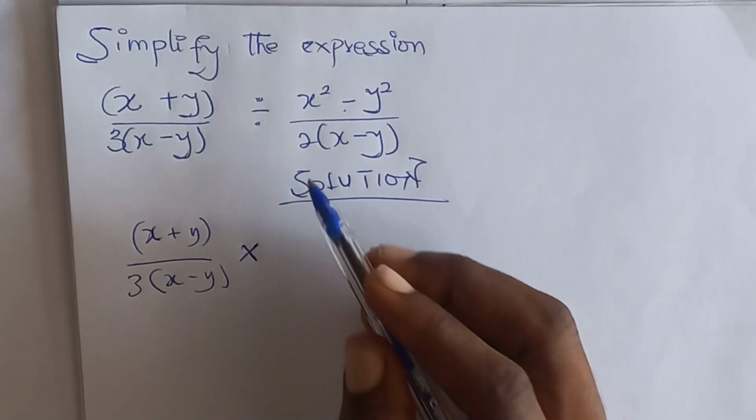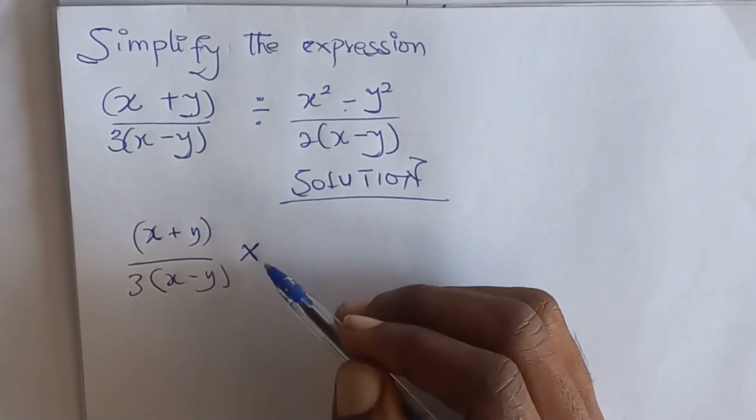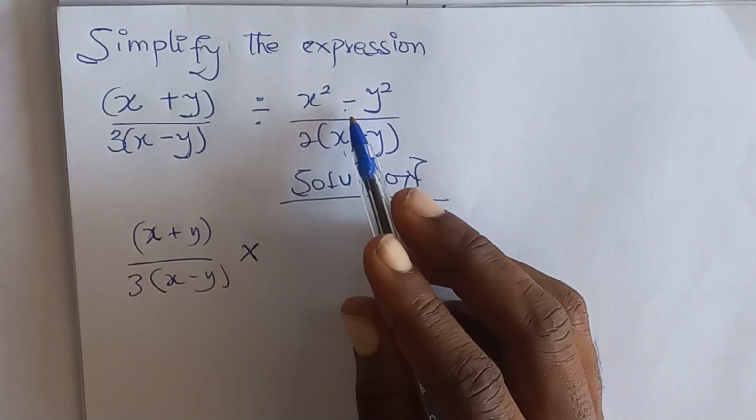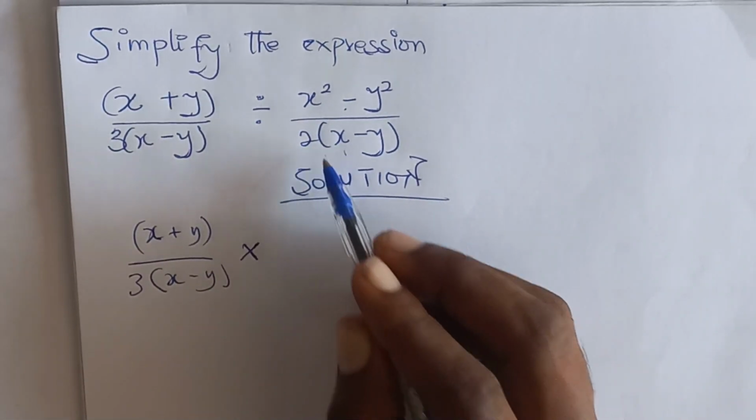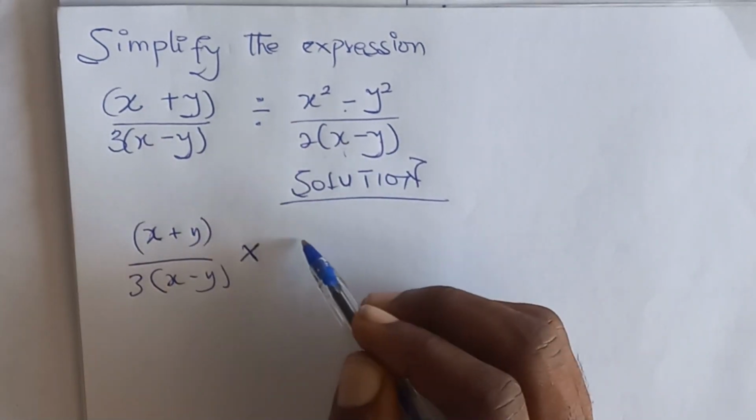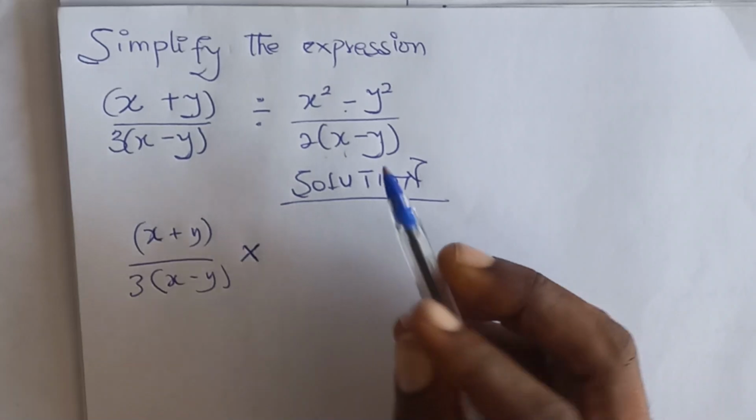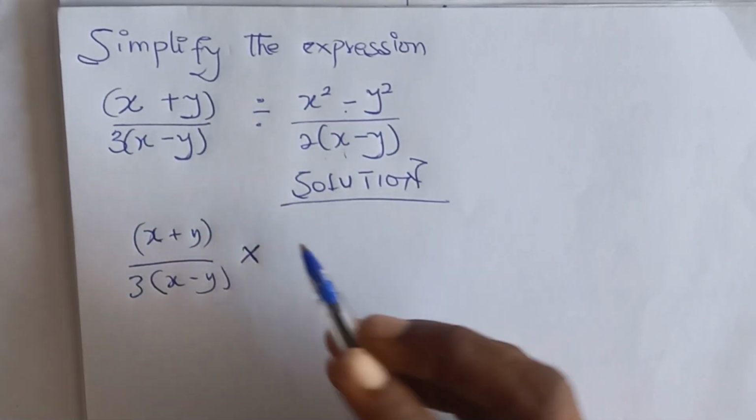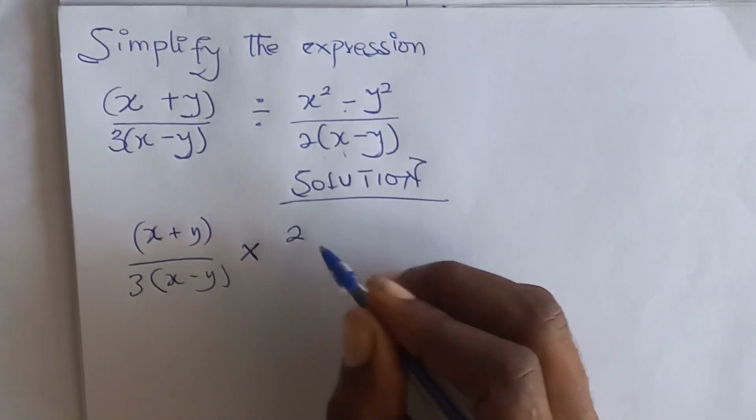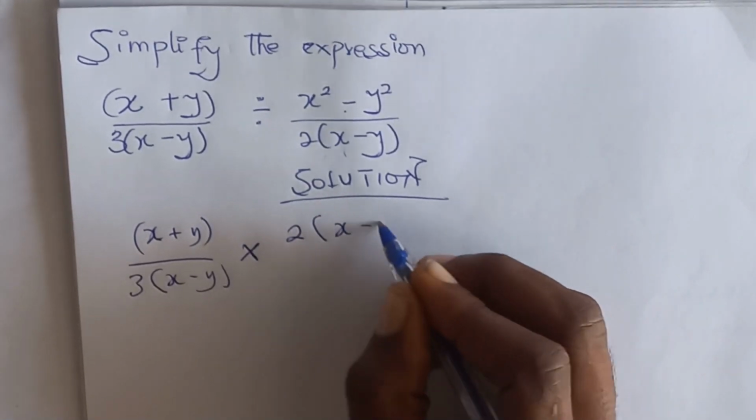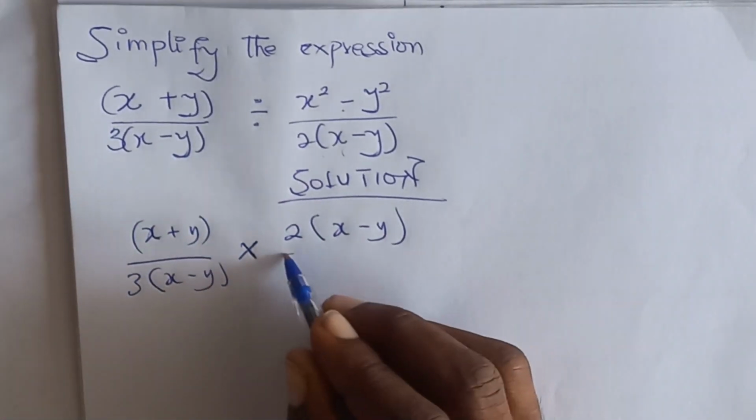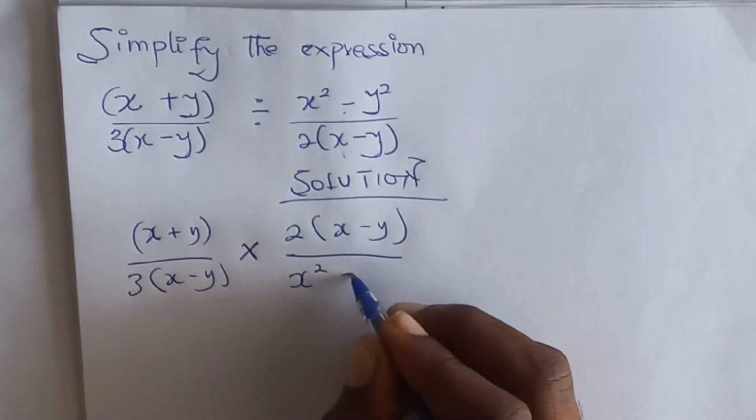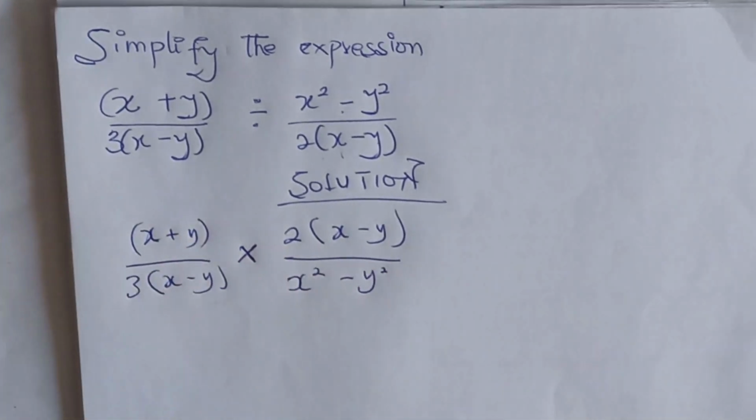So by changing this division sign into multiplication sign, we need to reciprocate this expression. So 2 into bracket (x minus y) will be the numerator. Then x squared minus y squared will be the denominator. So we are going to get 2 into bracket (x minus y) all over x squared minus y squared. Good.